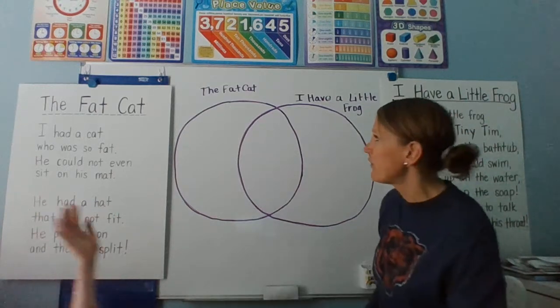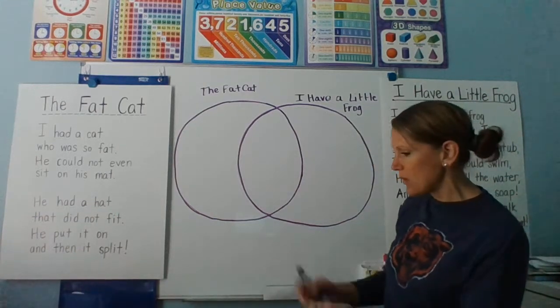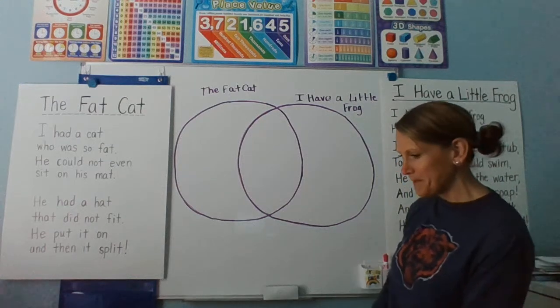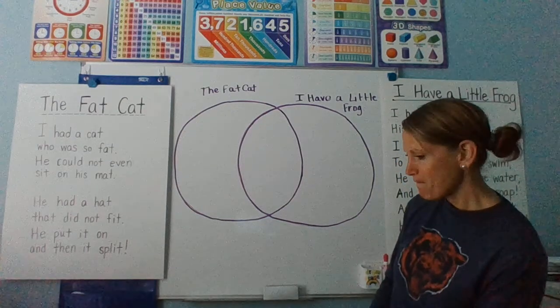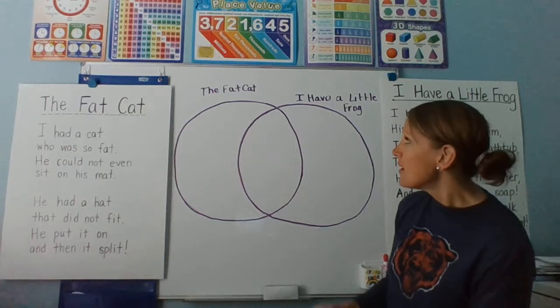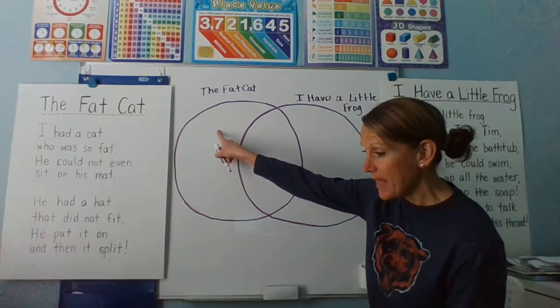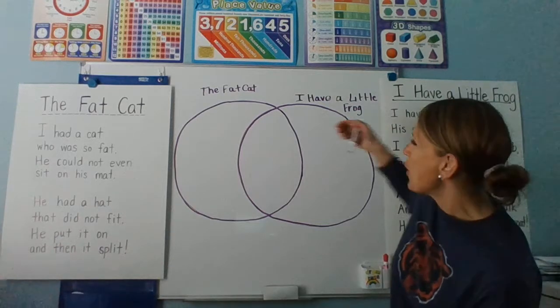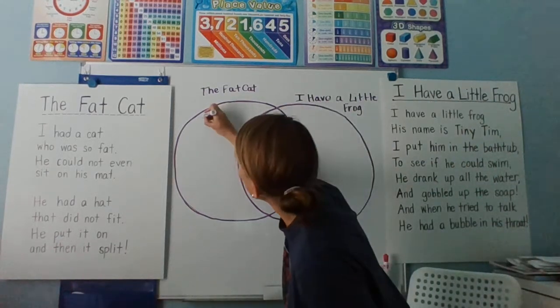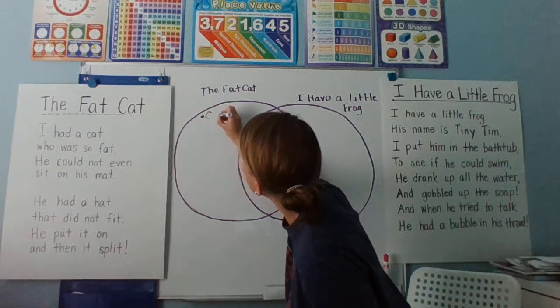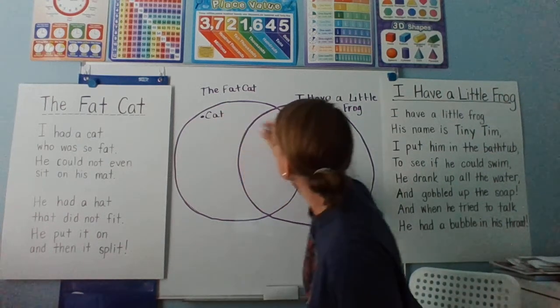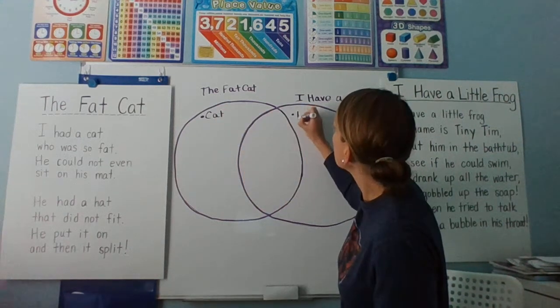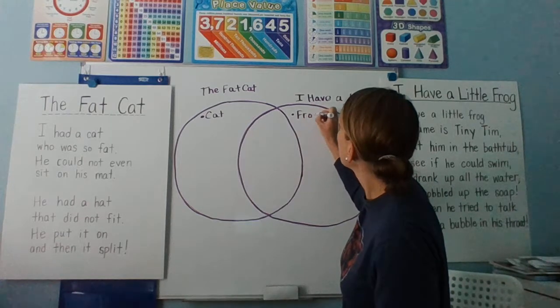Let's have Reese share first. What is one thing that you notice? Okay, start with 1. The fat cat is a cat. Okay, so this one is about a cat. A frog. I have a little frog. No. So this one's about a cat, and I'm going to use just little dots, or bullets, they're called. So this is about a cat, and this one is about a frog.